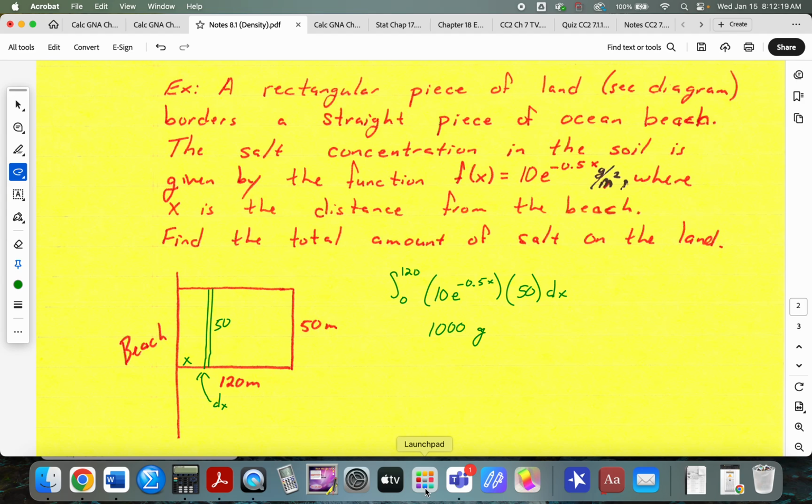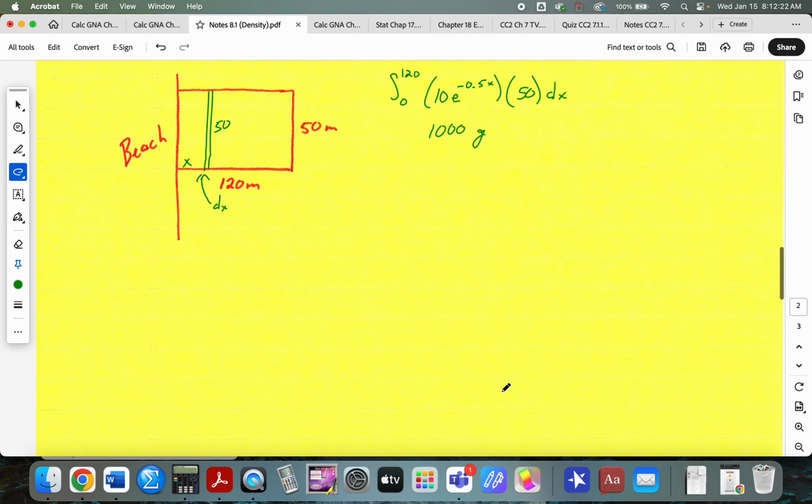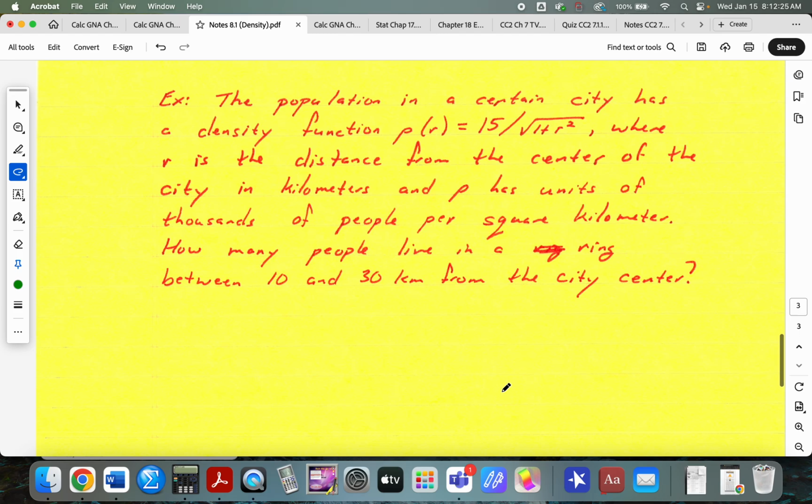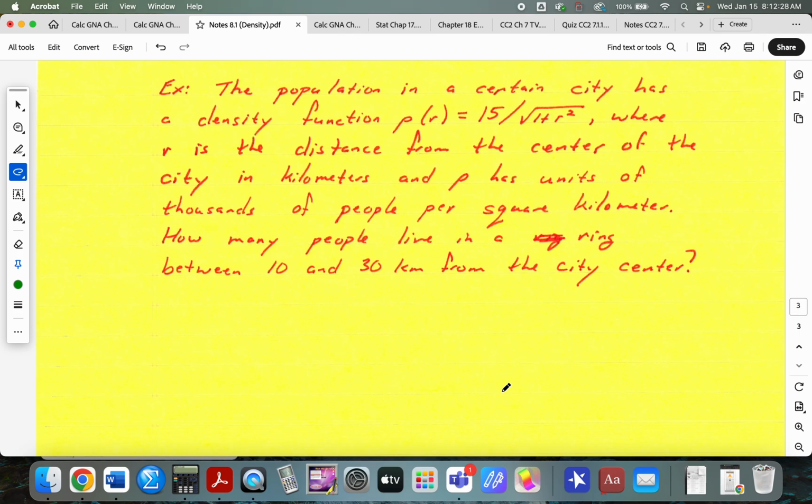All right. So let's look at one more. And this is kind of an interesting question. So the population in a certain city has a density function, rho of r, which is equal to 15 over the square root of 1 plus r squared, where r is the distance from the center of the city in kilometers, and rho has units of thousands of people per square kilometer. So how many people live in a ring between 10 and 30 kilometers from the city center?